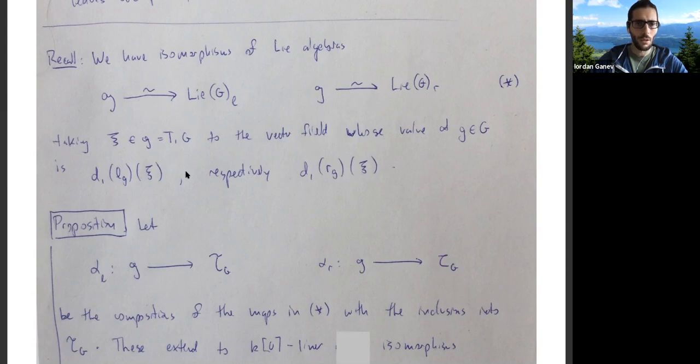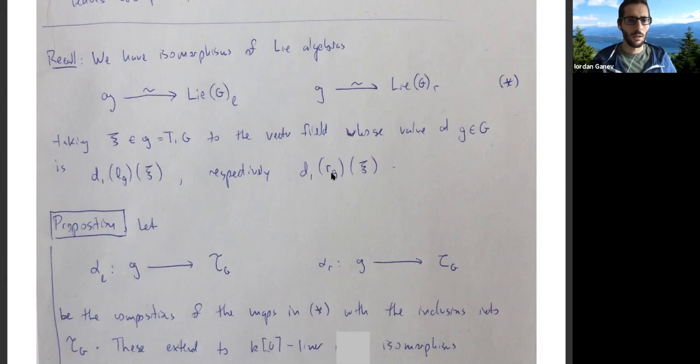So this isomorphism sends xi in the Lie algebra, the tangent space at identity, to a vector field, and the value of that vector field at little g in the group is the image of xi under the differential of left translation by g. So this lives inside the tangent space at little g. And similarly for the map that goes to right invariant vector fields, we use the right translation action here.